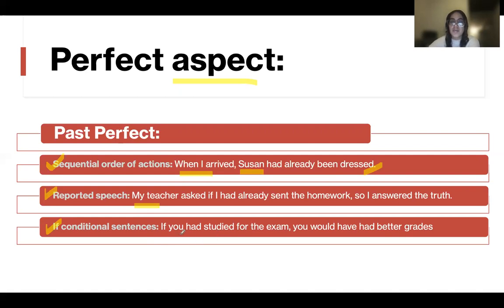For example, if you had studied, in this case, I have to use this structure to explain the condition that something would happen if this first action had happened. For example, if you had studied for the exam, you would have had better grades.